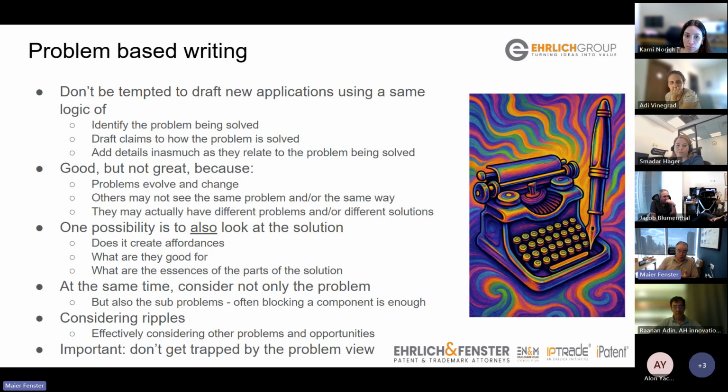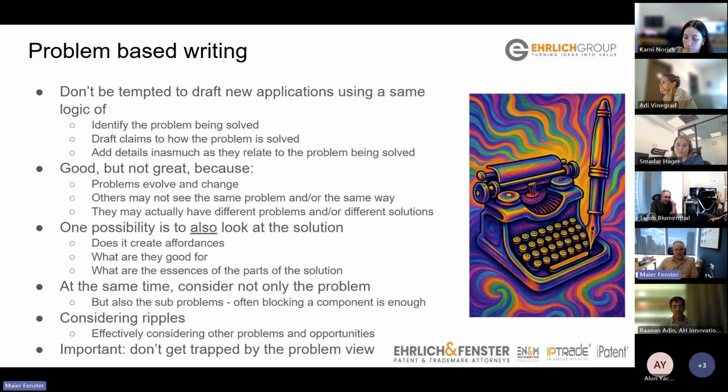And guess what? We're writing the patent in order to block them, not in order to cover the problem we identified today. Get back to the question, how do we break out of the problem view? So one way is we look at the solution. Does the solution that we invented create affordances? What is it good for? What is the essence of parts of the solution?